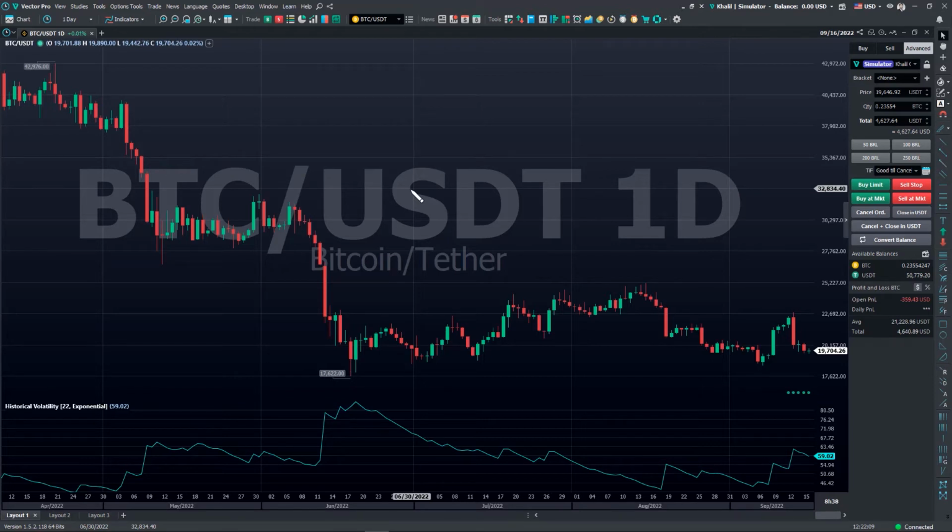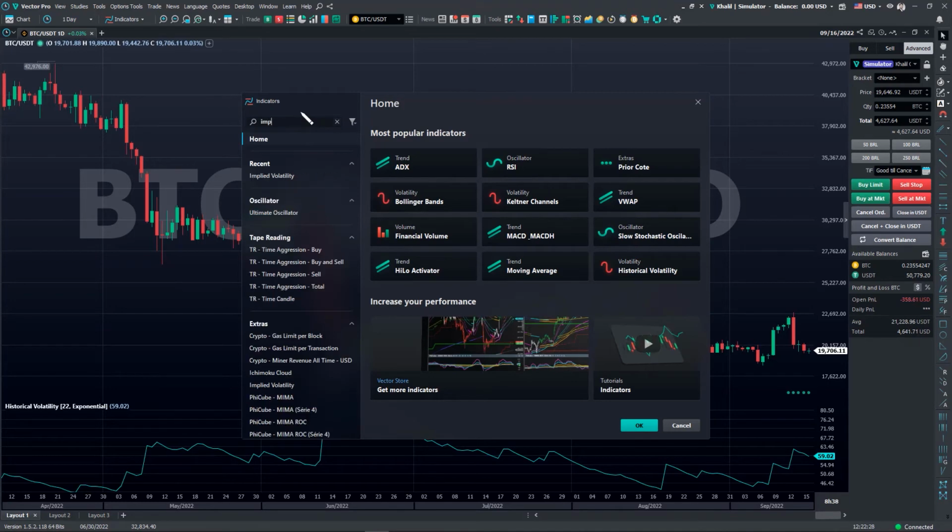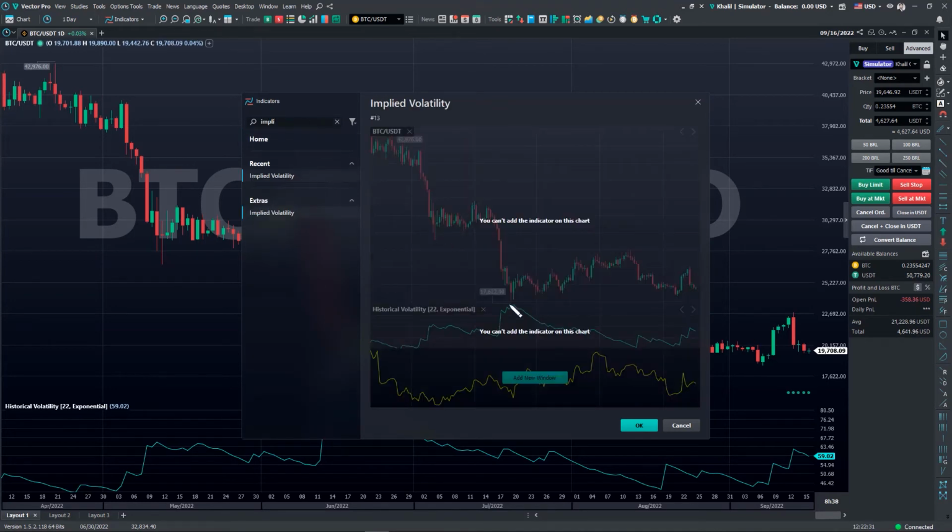When you use both indicators at the same time, you'll understand the current state of the market, whether the volatility is higher or lower than it usually is. You can use these opportunities to trade. In order to add a new indicator, go to Add Indicator. Search for Implied Volatility. Add to a new window.